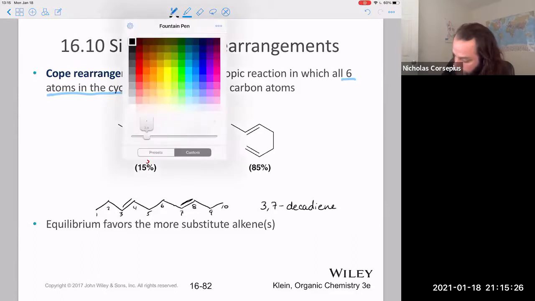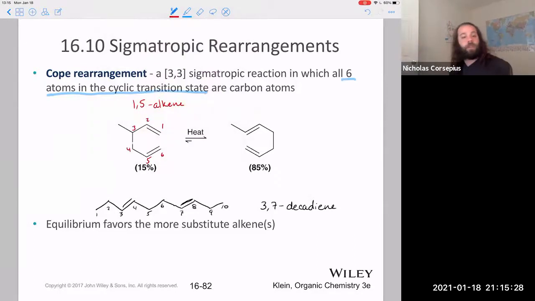So let's see. First of all, how do we do this mechanism? The first arrow you're going to draw follows the same rules as all of our other ones. You start at a pi bond and connect to an sp2 hybridized carbon, but then from there, you're just going to make sure everything goes in a circle. So this goes there, and now I break my sigma bond in this jump here. Okay, and then this would be the product of this particular Cope rearrangement.